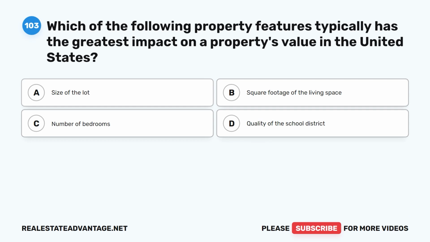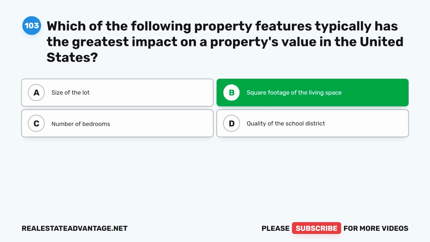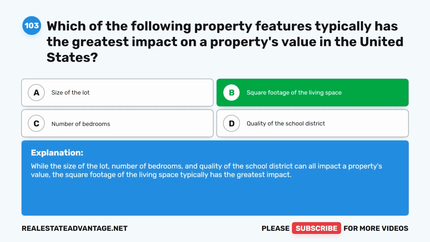Question 103. Which of the following property features typically has the greatest impact on a property's value in the United States? A. Size of the lot. B. Square footage of the living space. C. Number of bedrooms. D. Quality of the school district. The correct answer is B. Square footage of the living space. While the size of the lot, number of bedrooms, and quality of the school district can all impact a property's value, the square footage of the living space typically has the greatest impact.